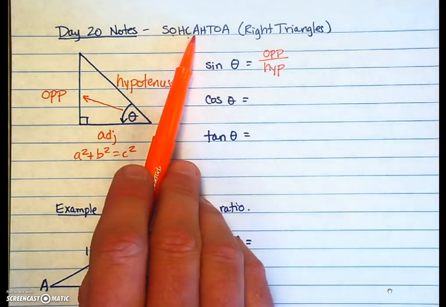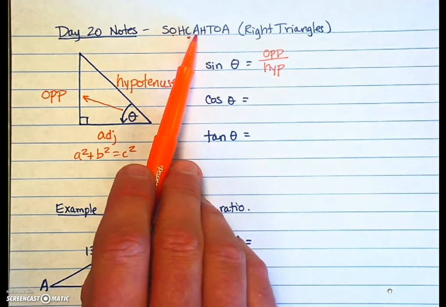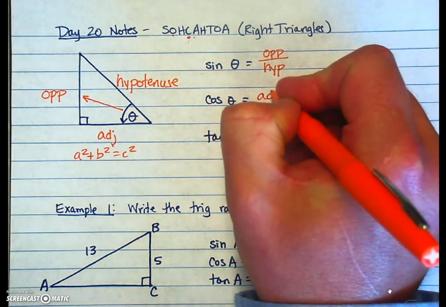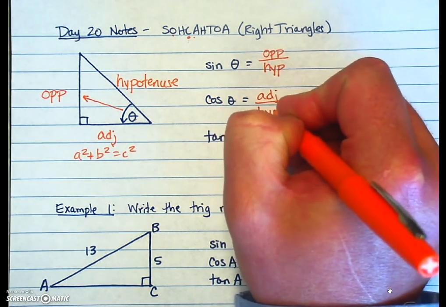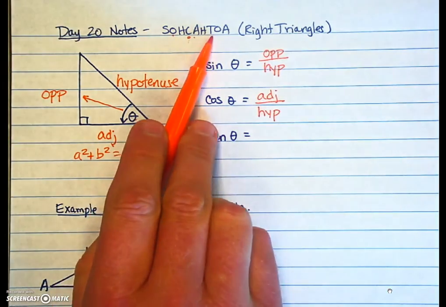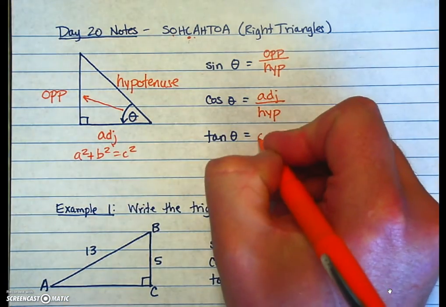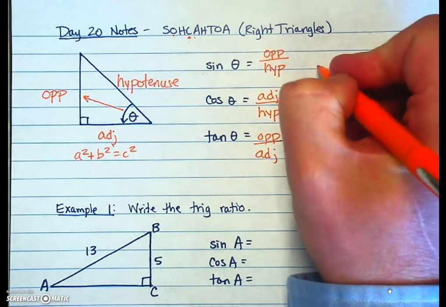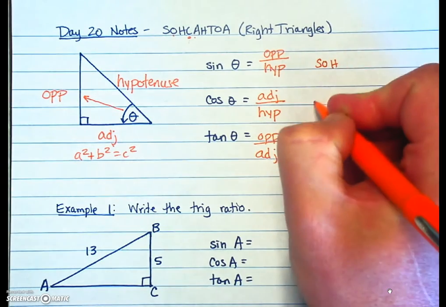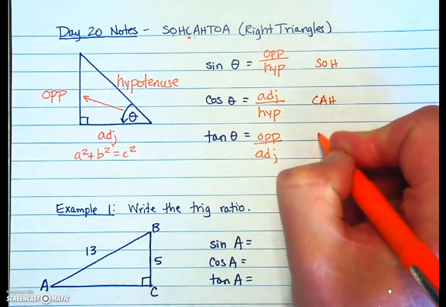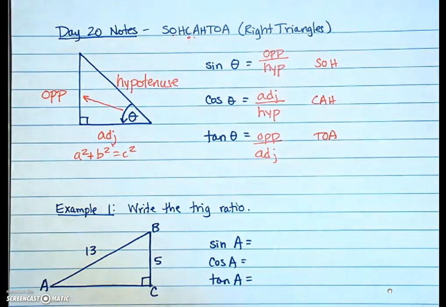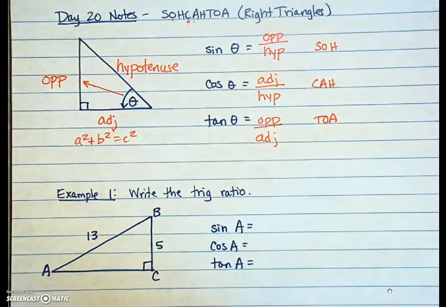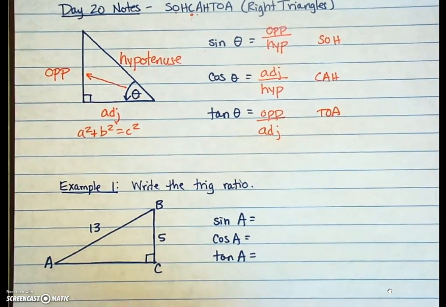And then cosine, if you look at cosine here with SOH CAH TOA, again, we have the A and the H. That would be the adjacent side over the hypotenuse. And then tangent, the TOA, is opposite over the adjacent. So if you're looking at our SOH CAH TOA, there's your SOH, CAH, TOA. Okay? Now let me show you how you're going to use this with writing the trig ratios and then solving some problems with it.